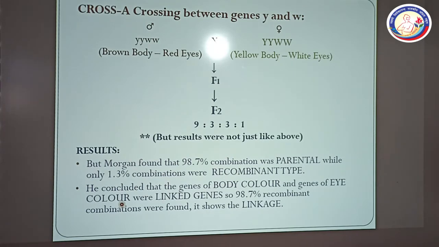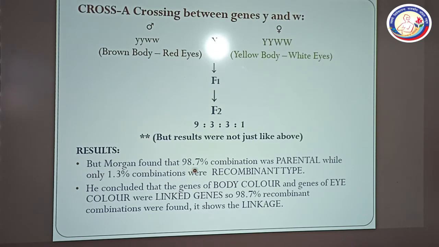You can see the figure here, cross A, crossing between genes Y and W, where this is the male YYWW and this is the female yyww, brown body, red eyes and yellow body, white eyes. In the F1 generation, when it is selfed, he was expecting 9:3:3:1, but the results were not like that. The results were different from the above. What were the results?